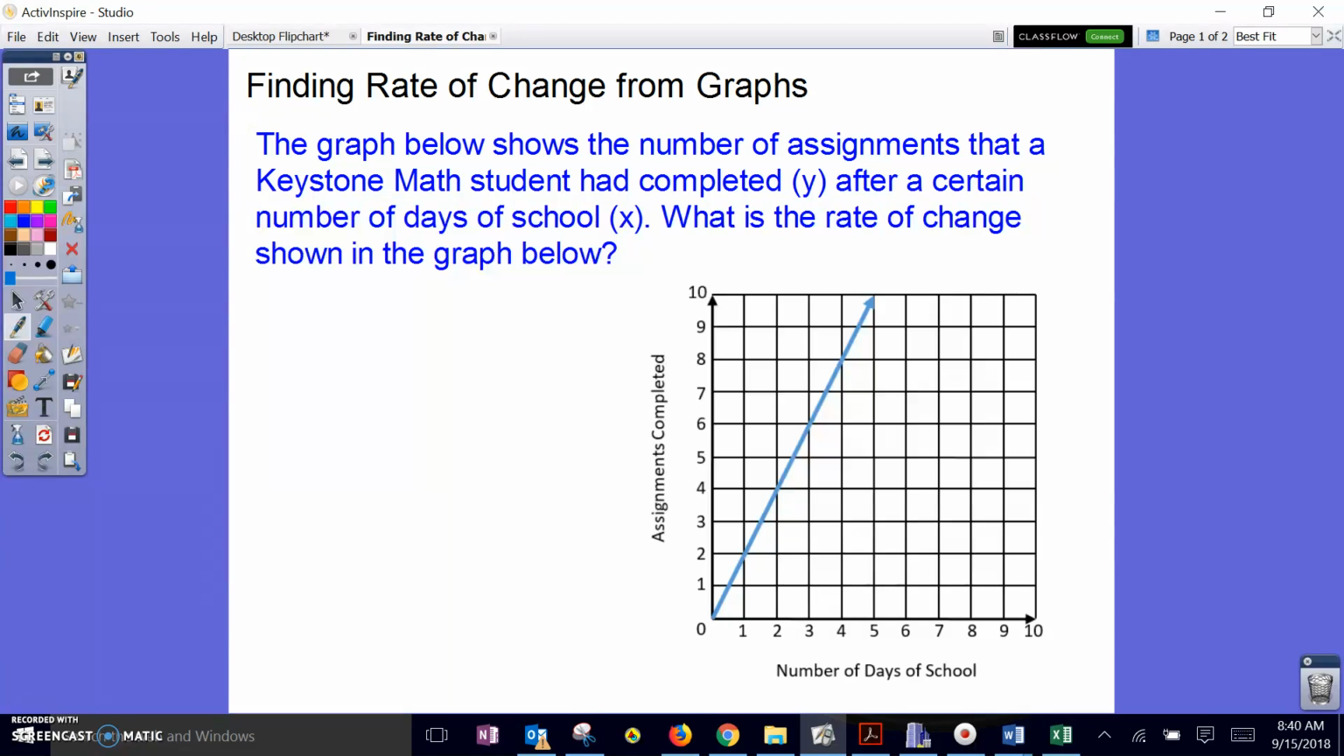Alright, welcome back everybody. In this video we're going to look at how we find rates of change from graphs. We're just going to look at a couple of examples and we'll talk you through some of the key components.